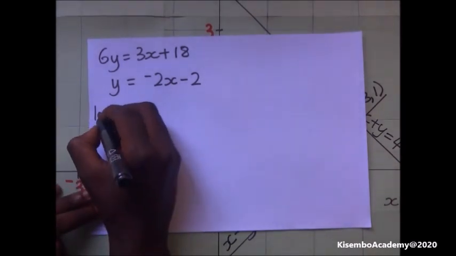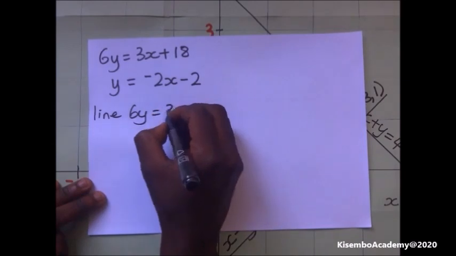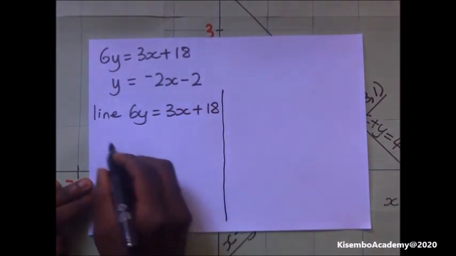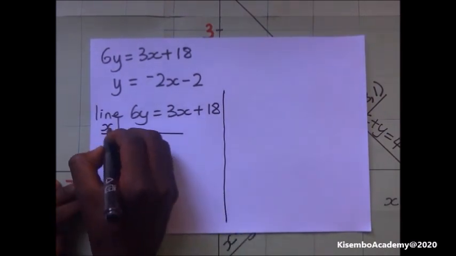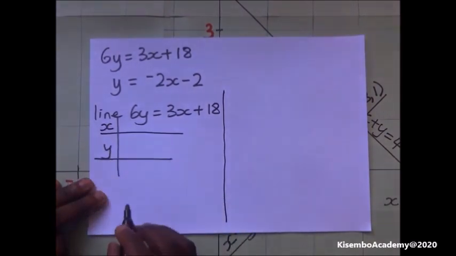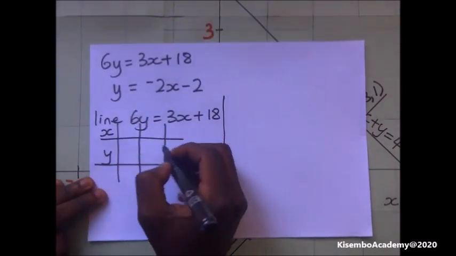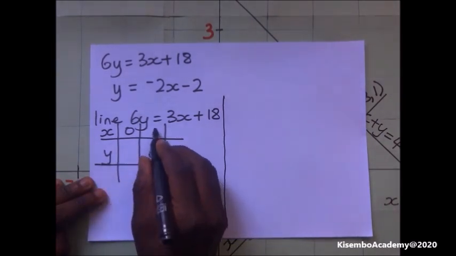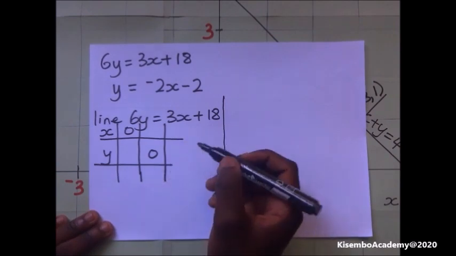Line 6y is equal to 3x plus 18. Again, we shall draw our table here. This is our value of x and our value of y. We shall seek to find when x is 0, what is y, and then when y is 0, what is x. So we shall do some side work here.